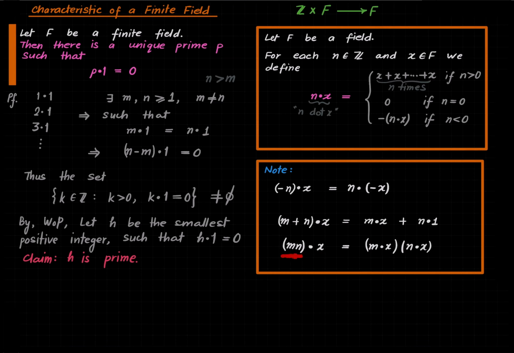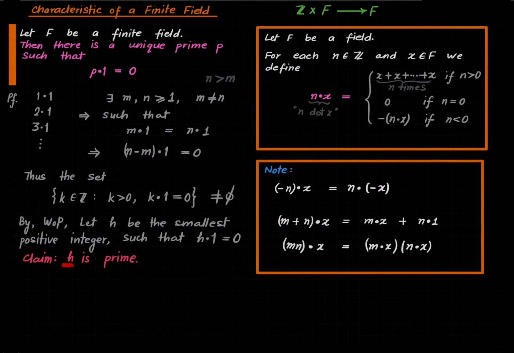If m and n are positive integers, on the left side, you're adding x mn times. And on the right side, first you add it m times, then you add it n times, and you multiply the two brackets, you will get mn times x added. So this should be very clear for positive integers, but for negative integers, you'll have to worry just a little bit. It's a very simple exercise, just like that one.